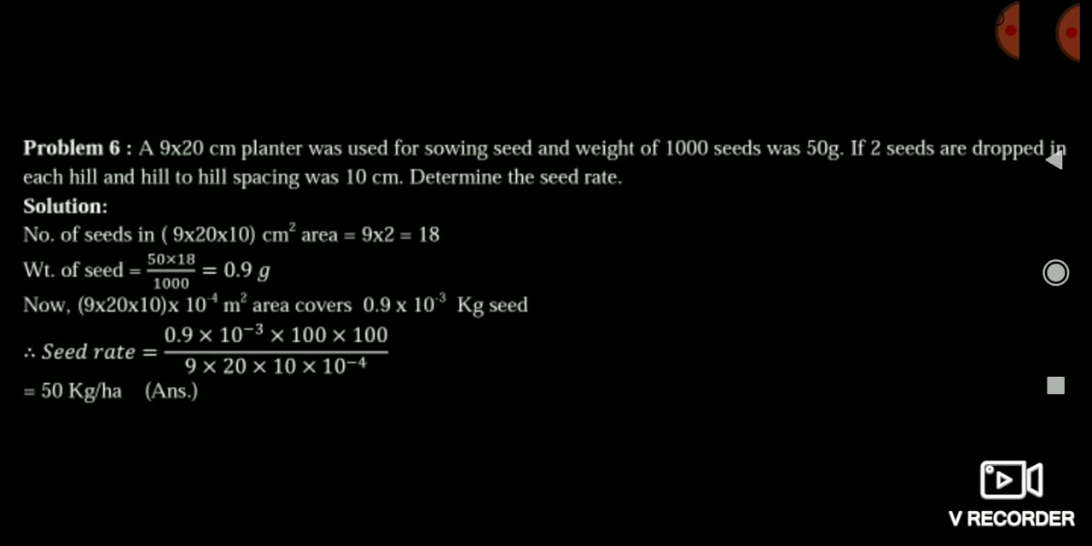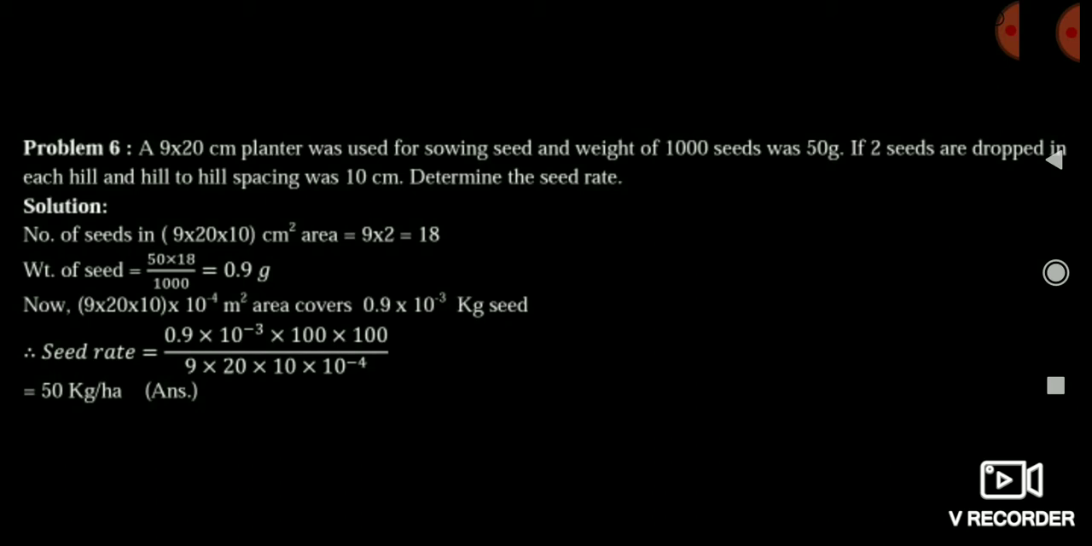These questions are similar to probability questions. There also you don't need any formula, you need only observations. Here also you need only observations. So friends, see that a 9 into 20 centimeter planter was used for sowing seed, having a weight of 1000 seeds of 50 grams, and 2 seeds are dropped in each hill and spacing is 10 centimeter. So determine the seed rate.